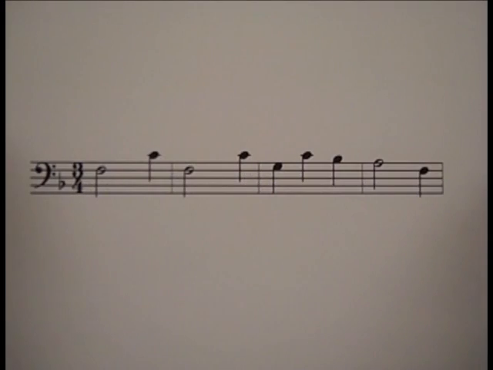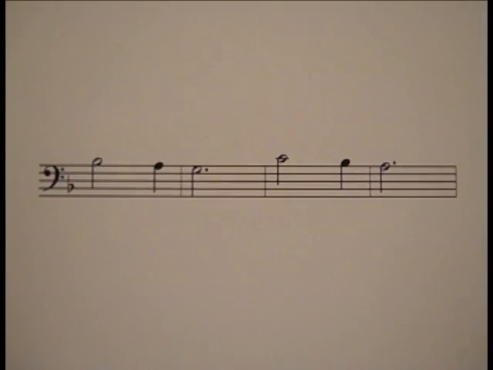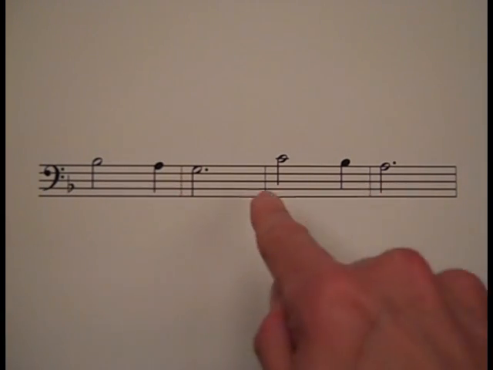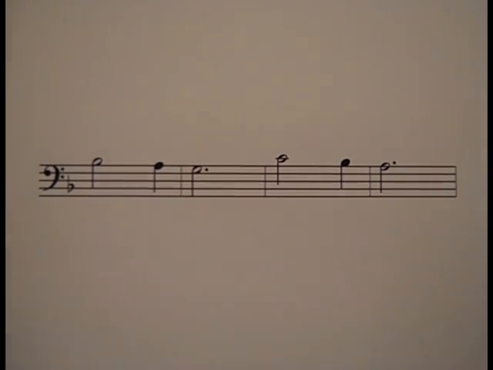Good job. Let's look at the next line. First, let's clap the rhythm. Notice that this time we have a dotted half note. Can you point to one of the dotted half notes? If you're pointing here or here, you're correct. How many beats does a dotted half note get? If you said 3, you're correct.